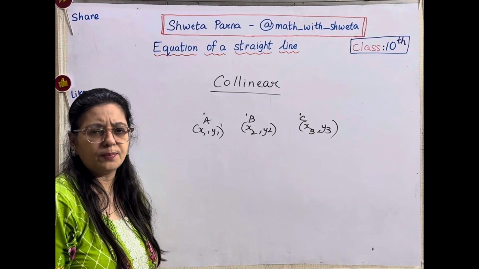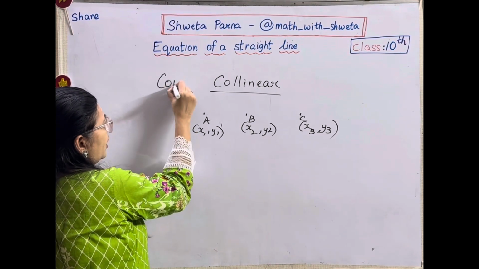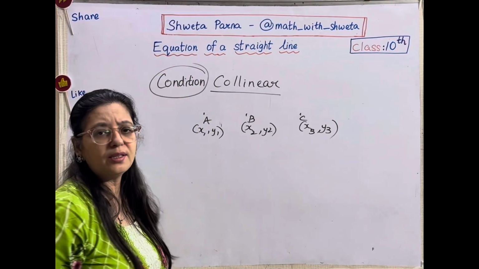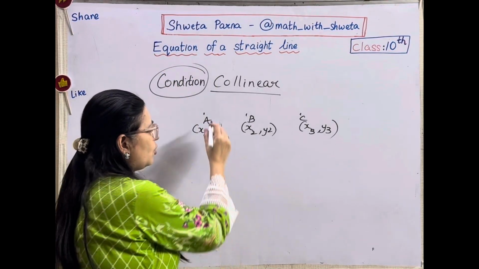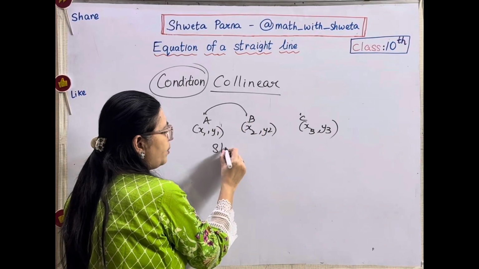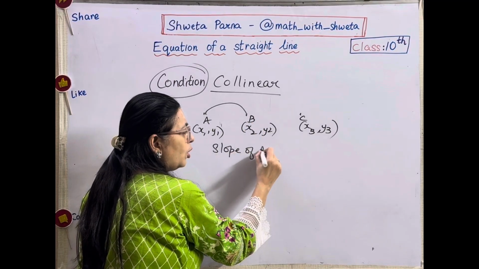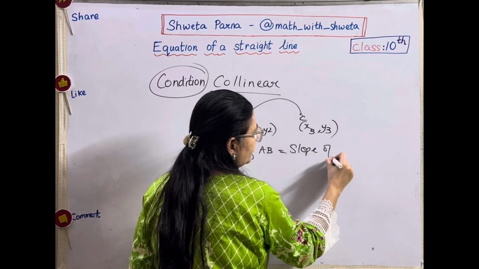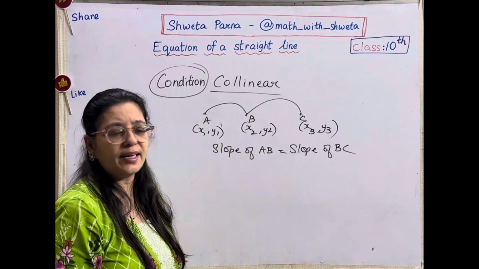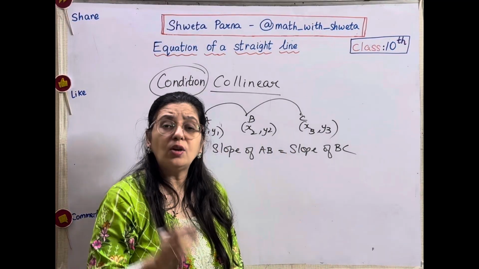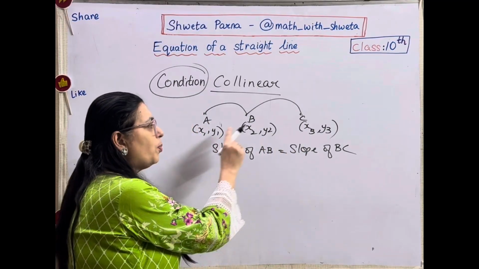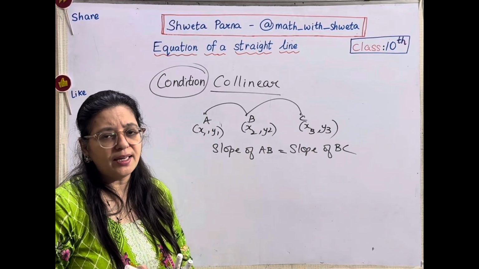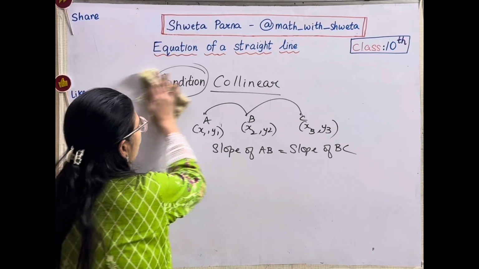The coordinates are given. They have asked you the condition. What is the condition? Understand. How will you judge whether they are collinear points or not? The slope of AB should be equal to the slope of BC. Then only we can say that these 3 points are collinear points, when the slope of AB is equal to the slope of BC. I hope it's clear.